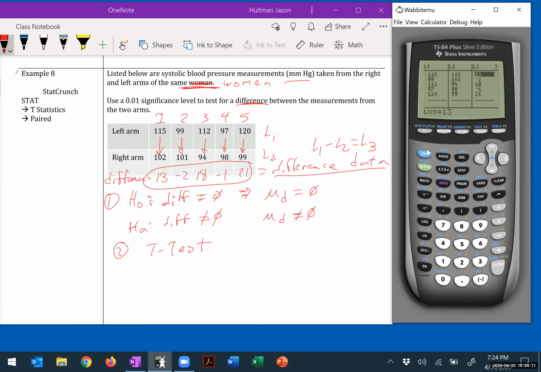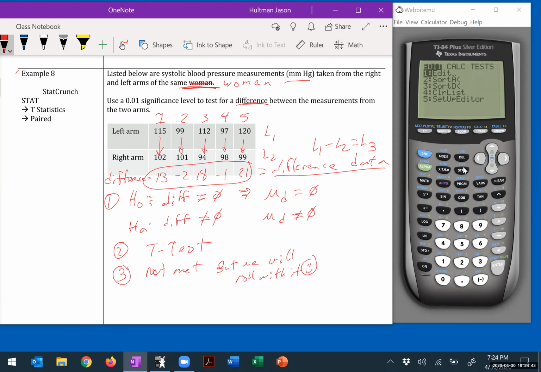Okay, so now what are we going to do? Well, we're going to do a hypothesis test. That's what we need to do on this thing. We're going to go 3. Is this met? No, really, it's not met. The criteria is not met. Why is it not met? Because we only have 10 pieces of data. Okay, we don't care. Not met, but we will roll with it anyway.